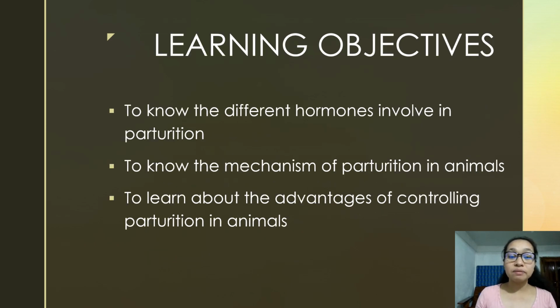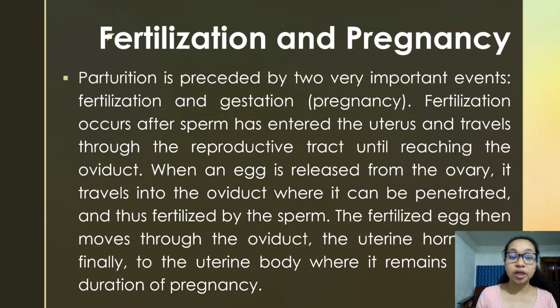The learning objectives of this topic are to know the different hormones involved in parturition, to know the mechanism of parturition in animals, and to learn about the advantages of controlling parturition in animals. Parturition is preceded by two very important events, fertilization and gestation.